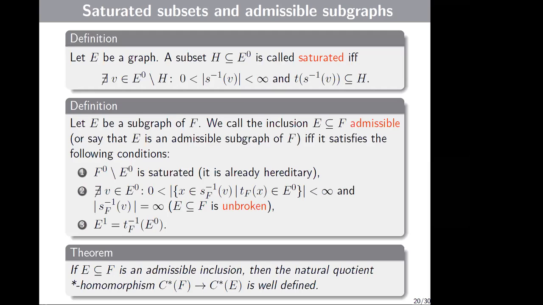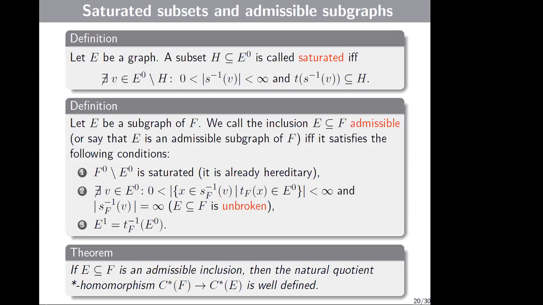Since my set H, this different set of vertices, is empty. The empty set is always saturated and hereditary. There's no problem being saturated and hereditary. There's also no problem with breaking vertices, right? Because I have just one emitter, it's a finite emitter, okay? But still, this condition number 3 fails, because I'm then taking the pre-image of my vertex W, and the pre-image with respect to this target map in F is 2 edges, right? But E1 is just 1 edge, so we don't have equality of sets.